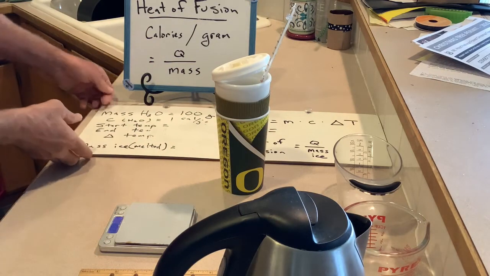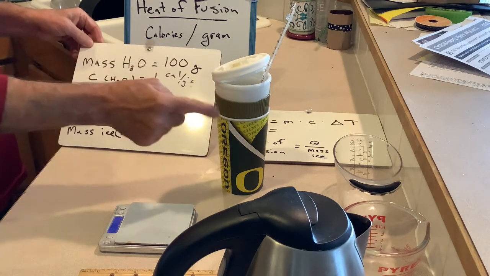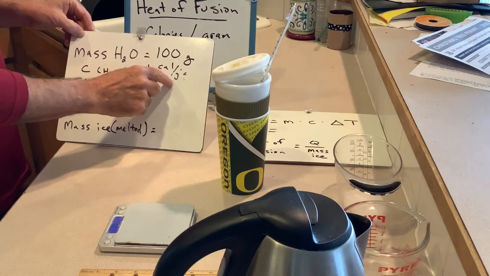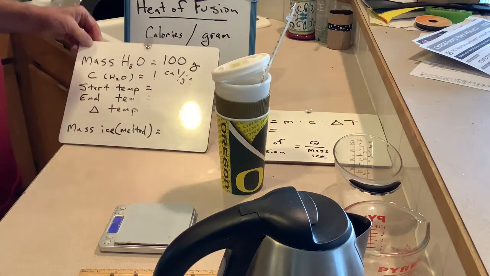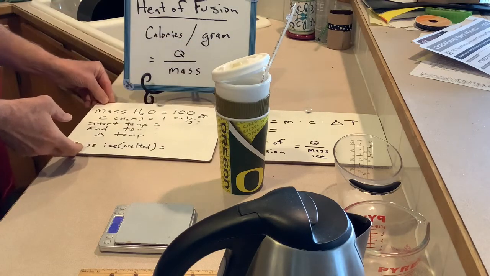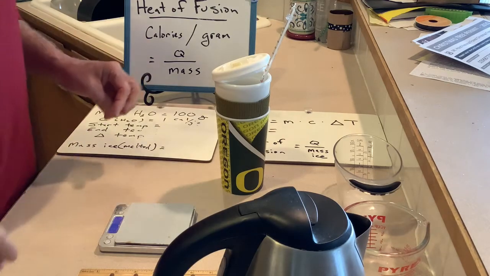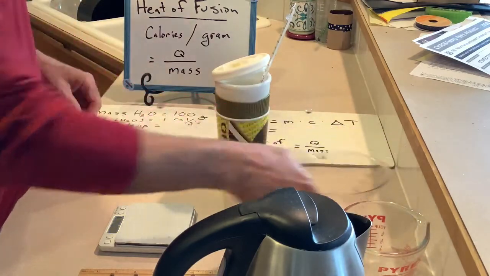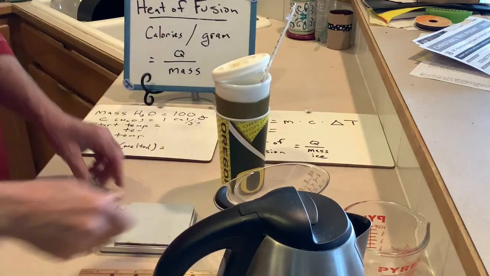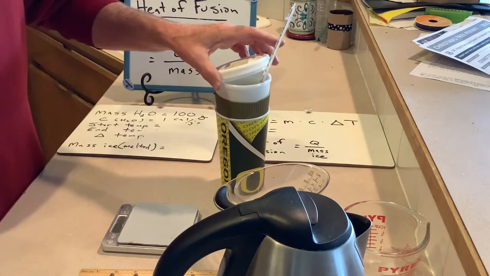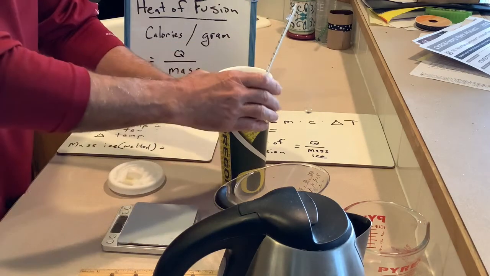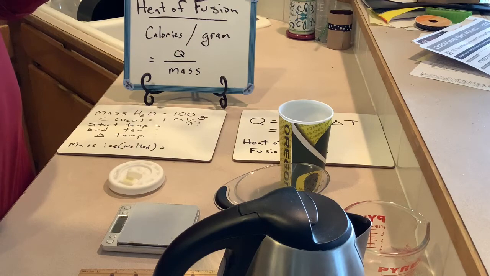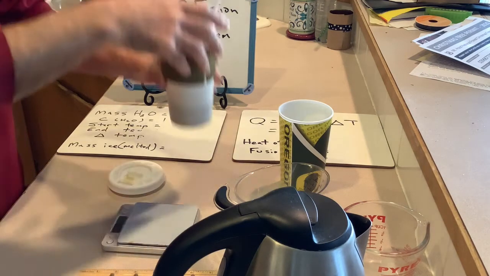So far we got 100 grams of water, which I put in there. We know the specific heat of water is 1 calorie per gram degree Celsius. That's a value. Hopefully you remember that concept. And then we'll get the starting temperature in a moment. And I got ice here, which we're going to melt. All right, so I think we are ready to go. We take this out. One moment. And it is right now at 66 degrees.